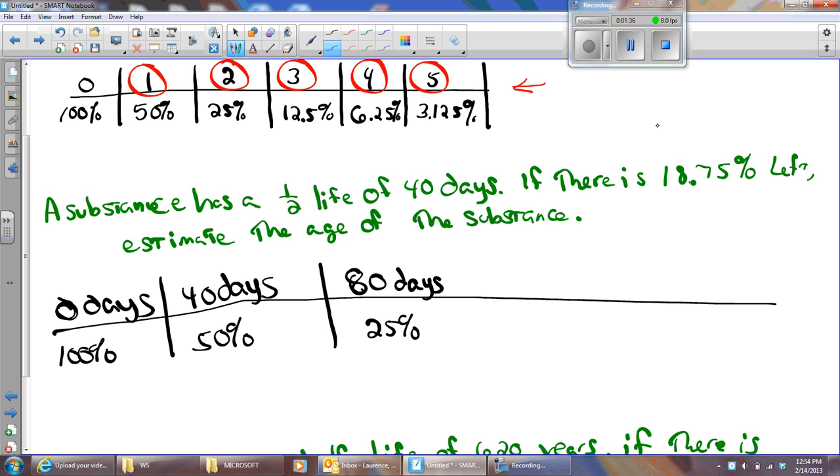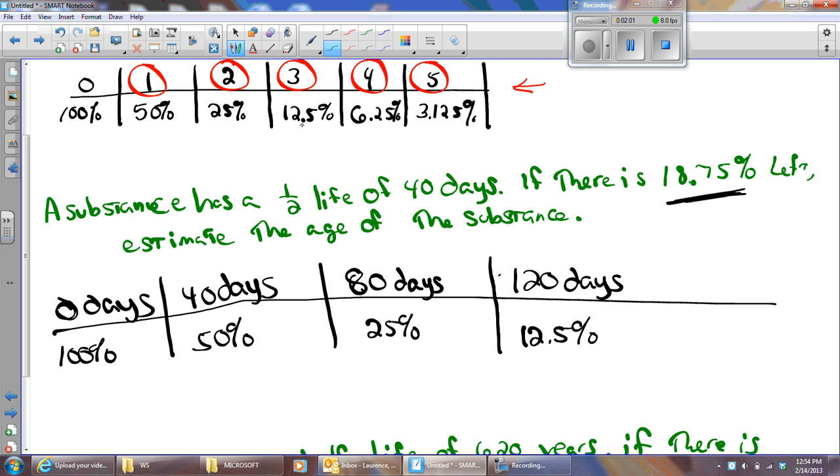And I'm going to go until I sandwich this number. Like this percentage is not between 50 and 25, so I keep going. 40 more days will be 120 days, and then half of 25 is 12.5%. Now this number is somewhere in between those two, and so I'm ready to start to figure this out.